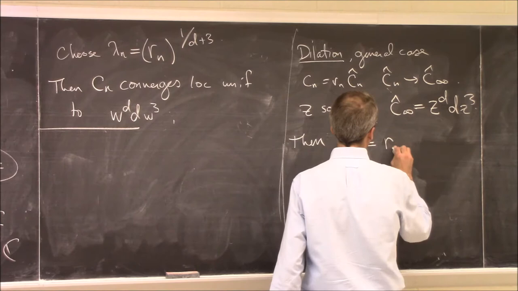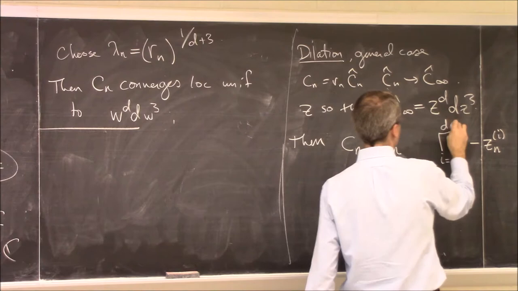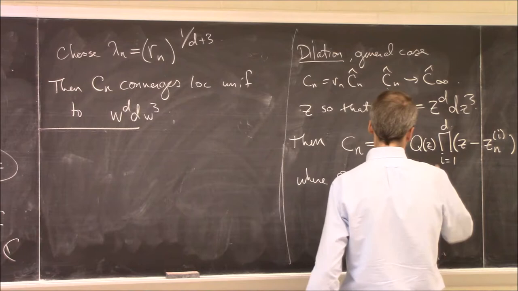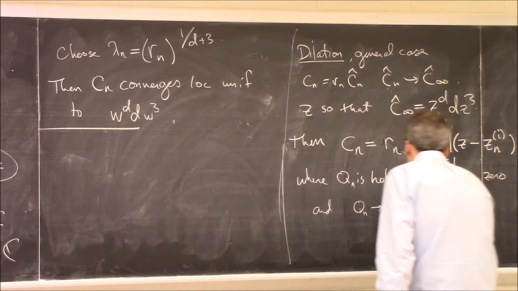So we can write it as r_n times a product of factors z minus z_n,i, the ith zero, from i equals 1 to d, and then times some kind of remainder function q, where q is holomorphic and nowhere zero. It's actually q_n, and q_n converges locally uniformly to 1 as n goes to infinity.